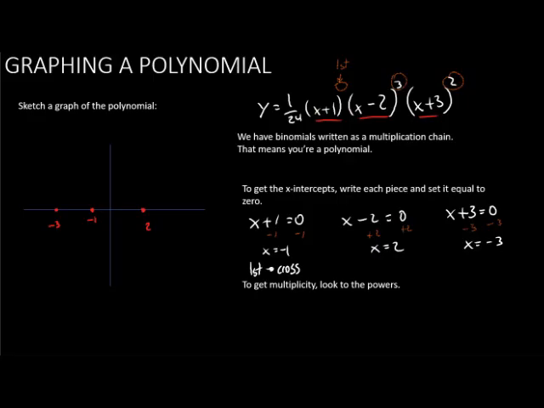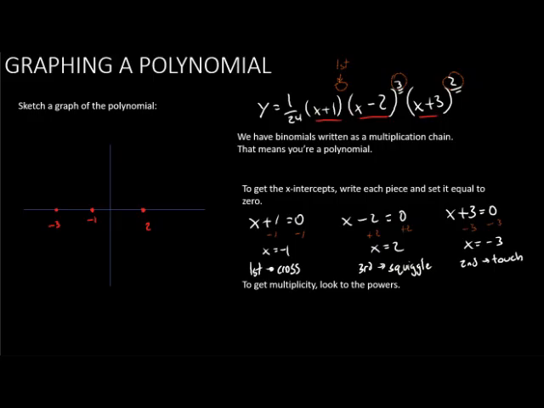At our x minus 2, we have a third power, and remember from our previous video that if you have a third power, we can expect that to squiggle. For our last piece, we have x plus 3, which is second power, and we know if we have a second power, we can expect that to touch, but not go through.